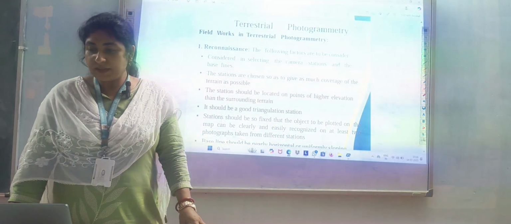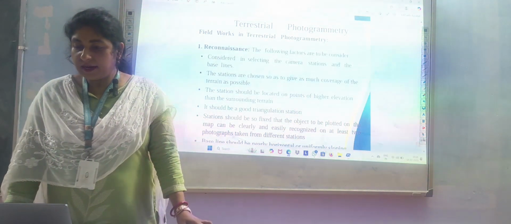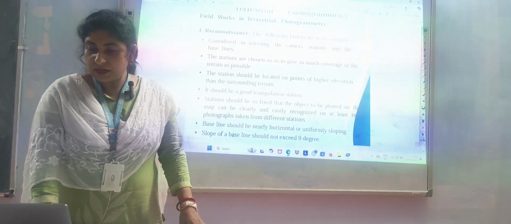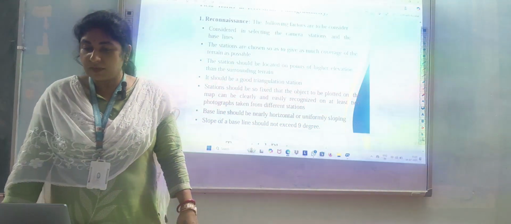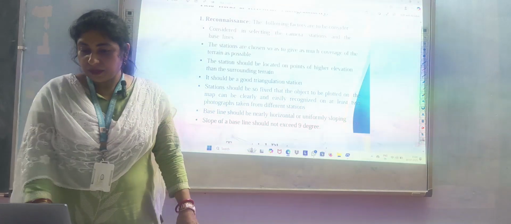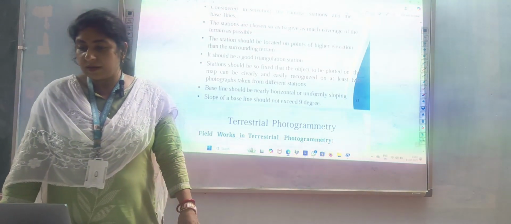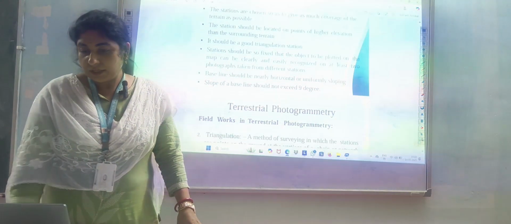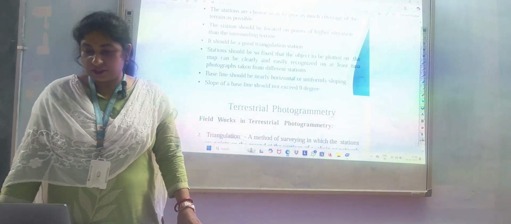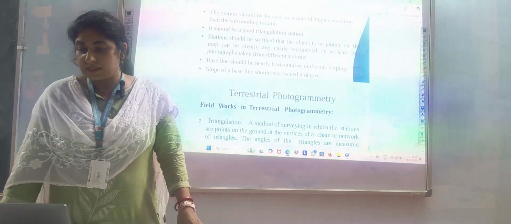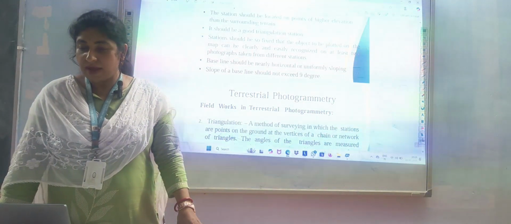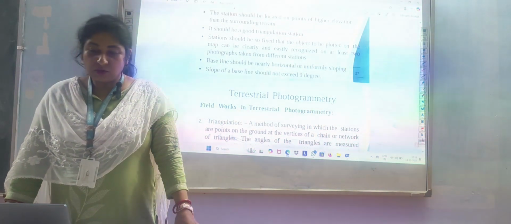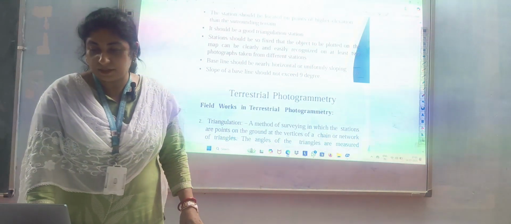Reconnaissance. The following factors are to be considered in selecting the camera station and the baseline. Second, the station is chosen so as to give as much coverage of the region as possible. Third one, the stations will be located on points of higher elevation than the surrounding terrain. Fourth, it should be a good observation station. Stations should be so fixed that the object to be plotted on the map can be clearly and easily recognized on at least 2 photographs taken from different stations.